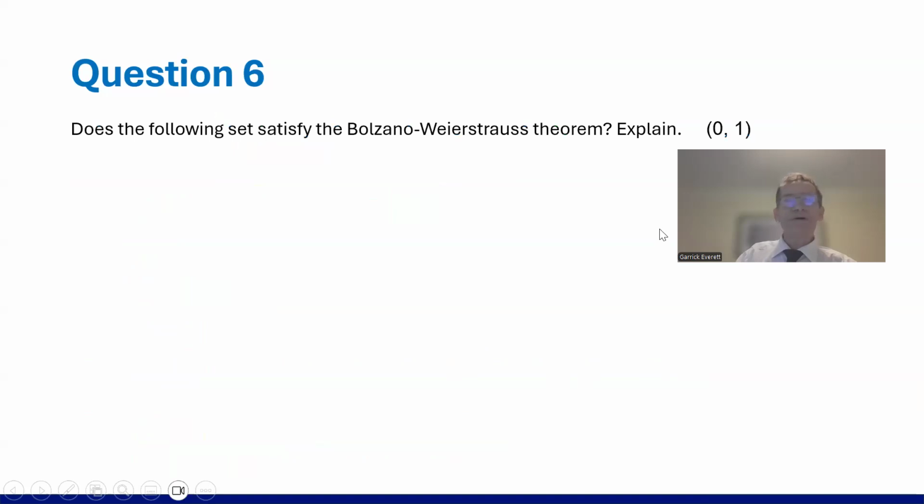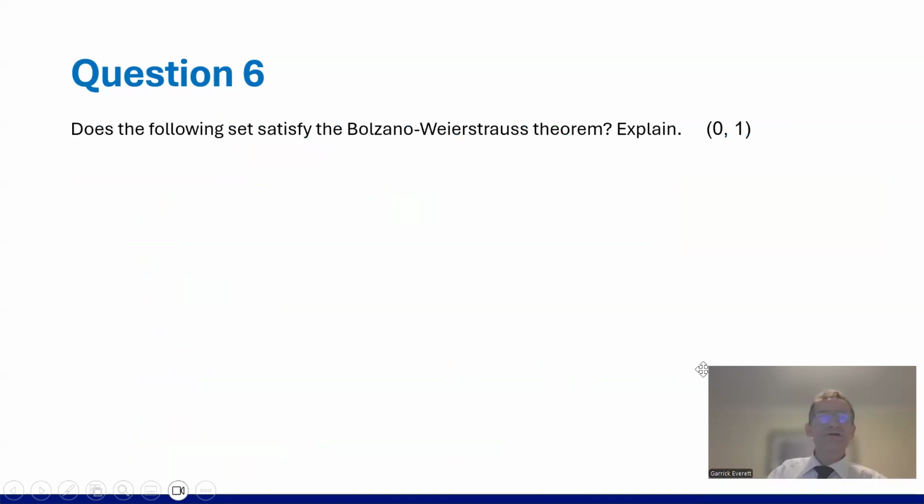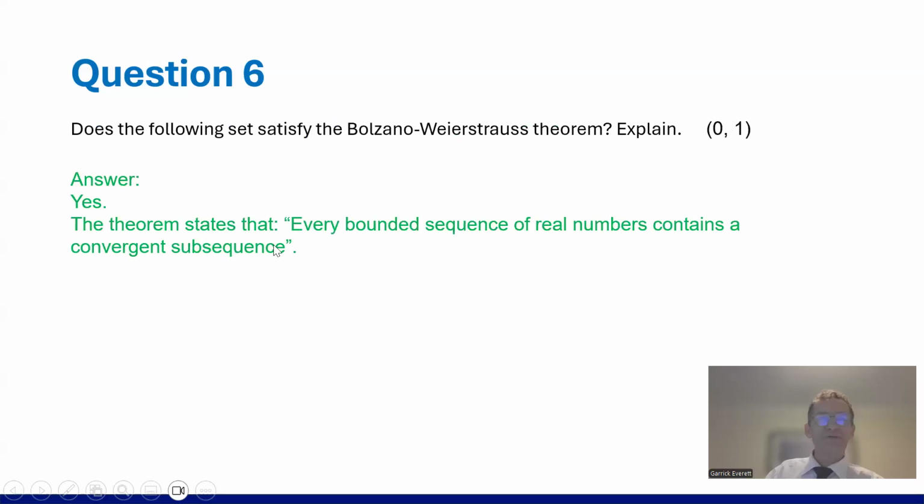Okay, next one. Question 6. Does the following set satisfy the Bolzano-Weierstrass theorem? Explain. (0, 1). So round brackets mean it's an open set. So does it satisfy this theorem? Answer, yes. The theorem states every bounded sequence of real numbers contains a convergent subsequence. Now, you've got to be careful in how you read this bounded sequence.